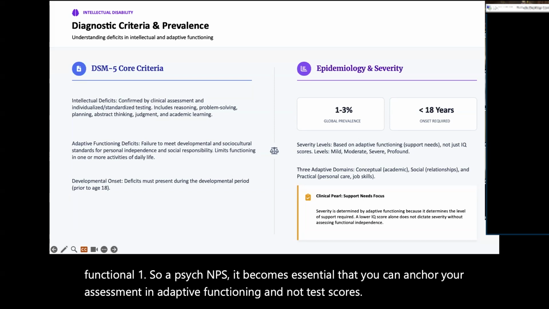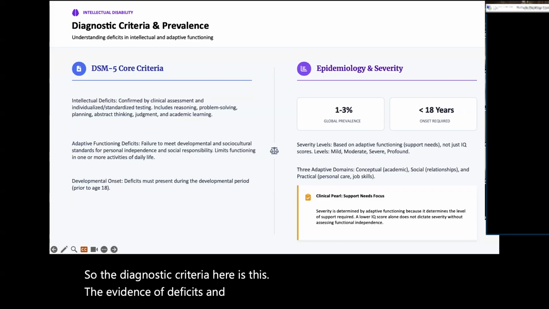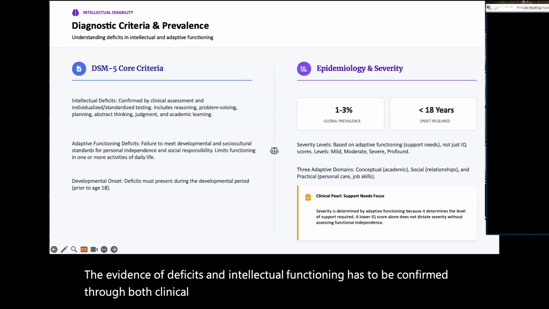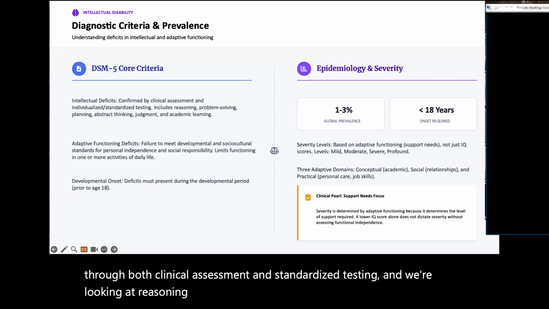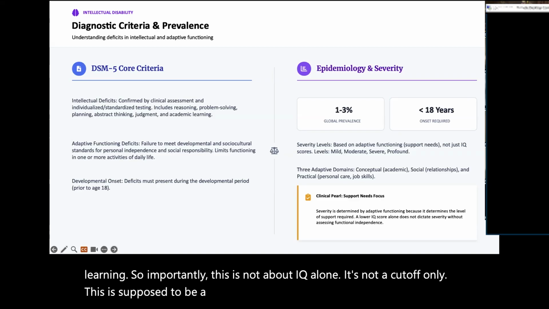alone. So the diagnostic criteria here is this: the evidence of deficits in intellectual functioning has to be confirmed through both clinical assessment and standardized testing. And we're looking at reasoning, problem solving, planning, judgment, and academic learning. Importantly, this is not about IQ alone. It's not a cutoff only. This is supposed to be a holistic assessment process.